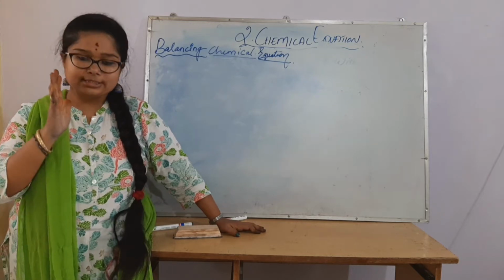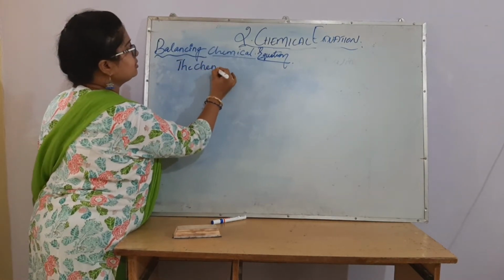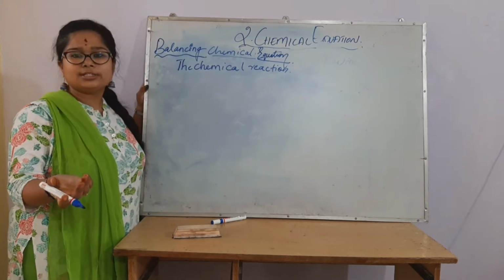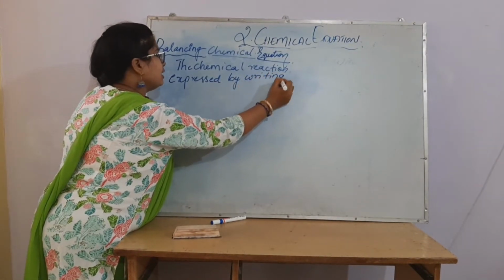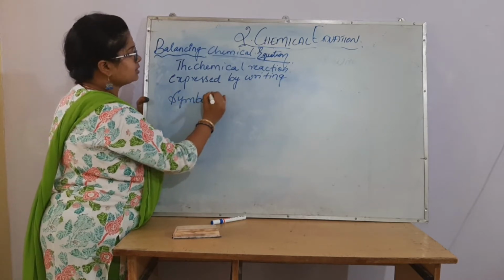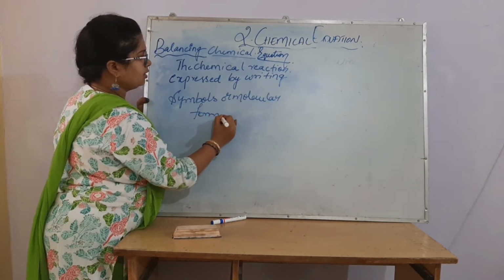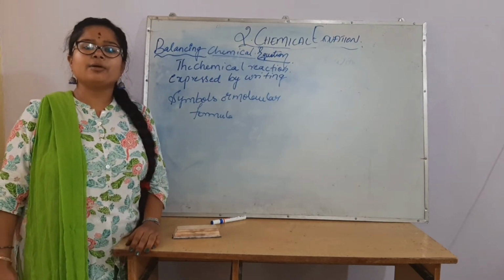A chemical equation is nothing but the chemical reaction. What is a chemical reaction? Any two chemicals or elements, when they combine, it is a chemical reaction, expressed by writing symbols or molecular formulas. Molecular formula. Chemical reaction expressed by writing symbols or molecular formulas of what?